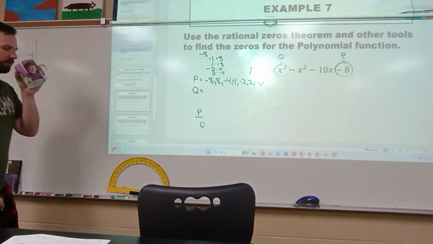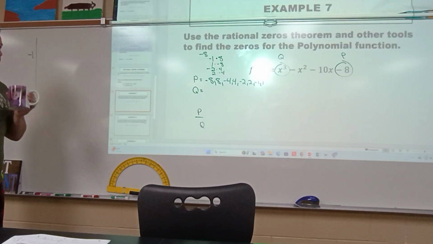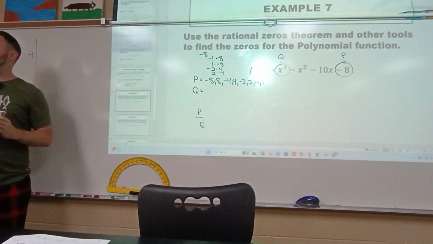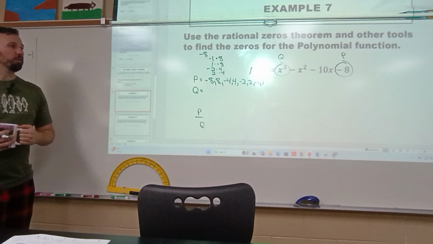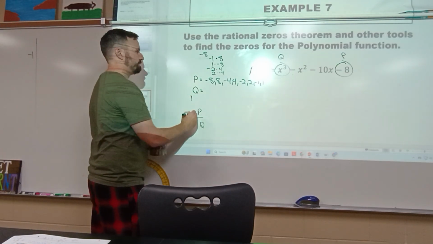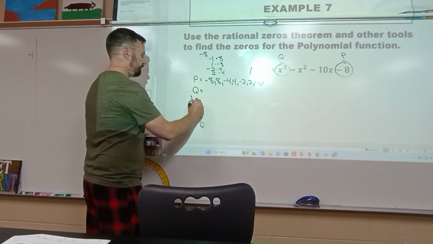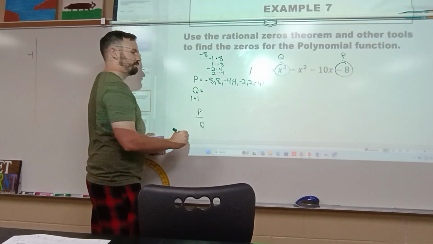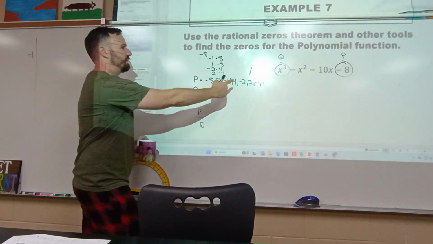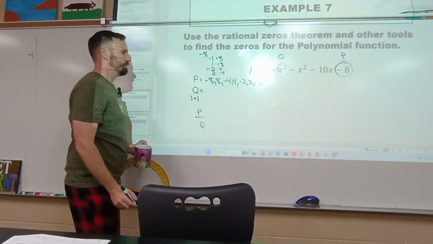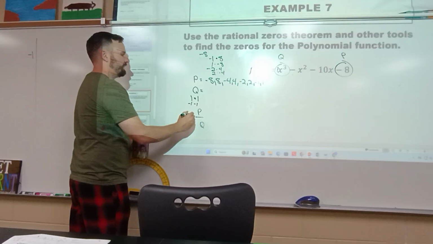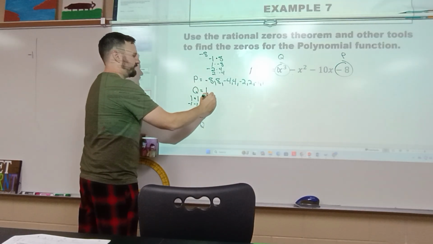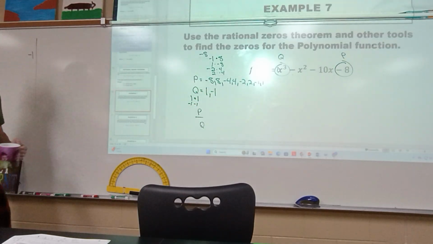Okay? Again, I want to reiterate, this problem's going to take a long time, but every step is something we can do, right? Can you tell me what times what equals -8? Yeah. What times what equals 1? 1 times 1. What else can multiply? Because I'm looking at my Q now. It's a 1. What else times what equals 1? -1 and -1. So I get 1 and -1 are my Q's.